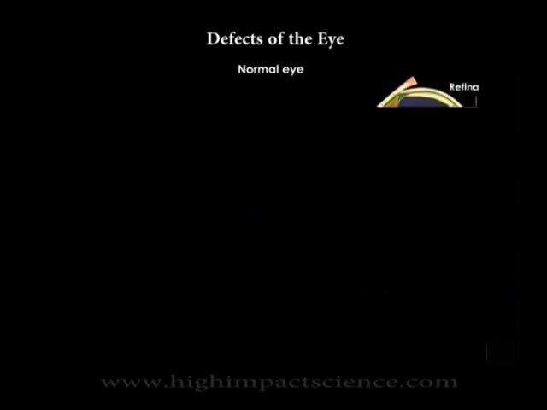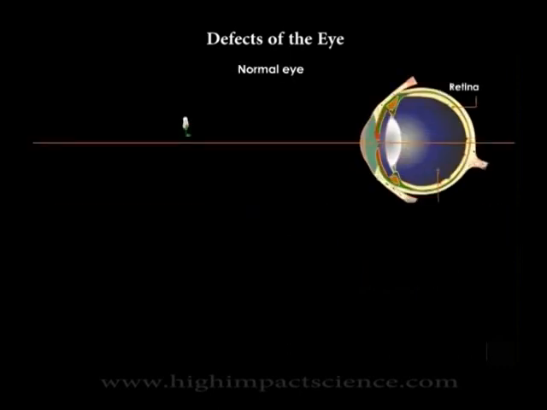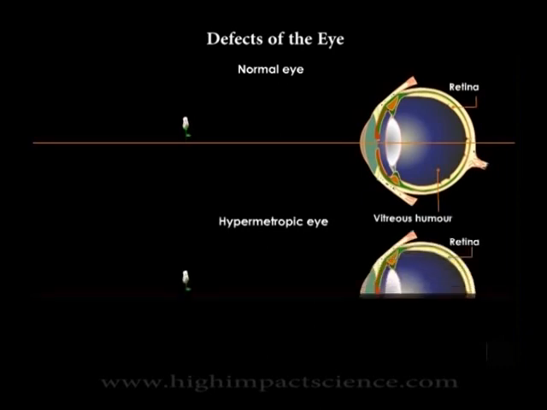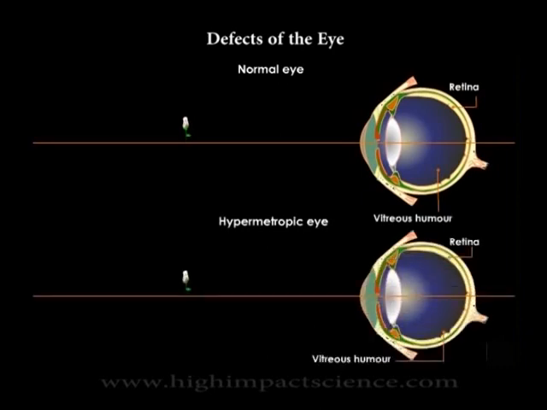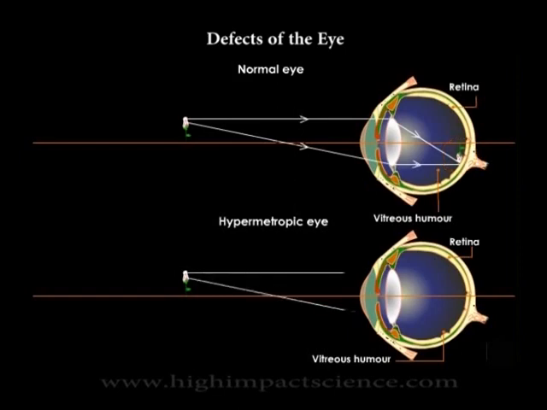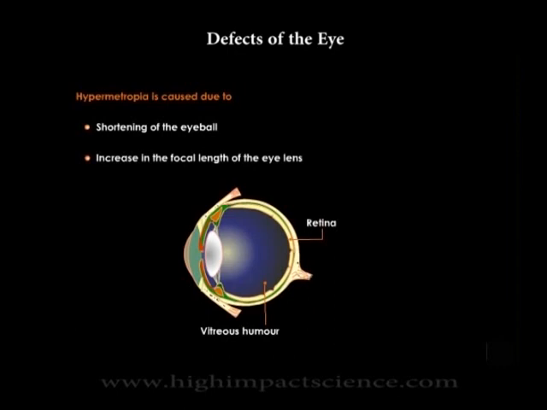Here you can see the formation of an image in a normal eye and in a hypermetropic eye. In the normal eye, light rays from the flower fall on the eye and converge on the retina. Whereas in the hypermetropic eye, the rays from the flower converge behind the retina. Hypermetropia is caused by shortening of the eyeball, that is, the eyeball becoming smaller, or increase in the focal length of the eye lens.